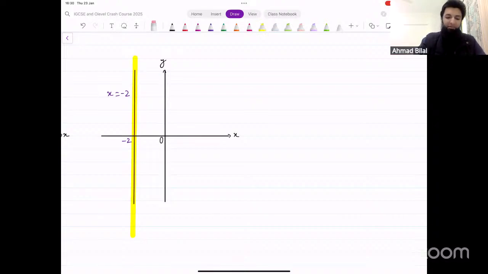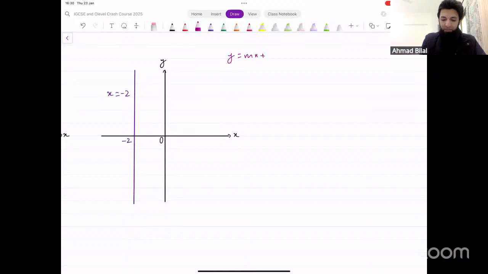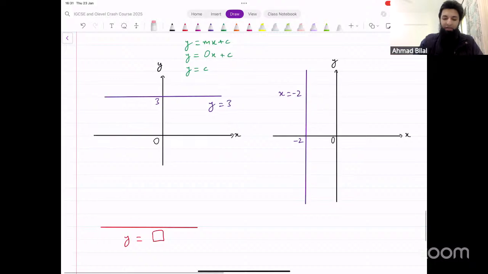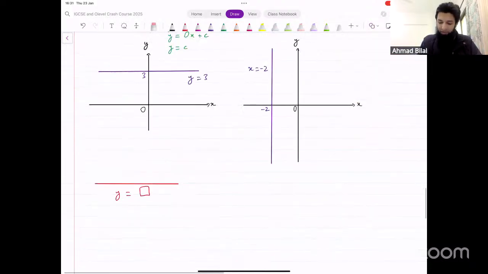Now, in this case, the equation is not of the standard form. It cannot be written as y equals mx plus c, because in this case there's no y as such. And the gradient is undefined, so m is undefined. Since m is undefined, we cannot write it in that form. It's of this form: x equal to something. That means whenever you have a vertical line, the equation is always going to be of this form: x equals some constant.